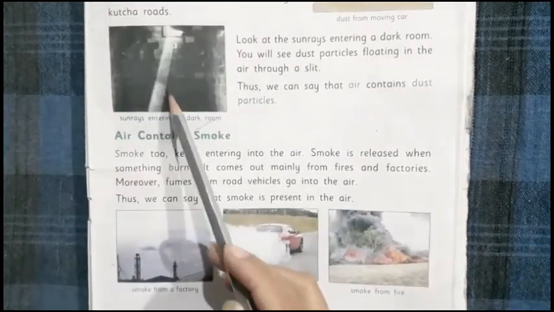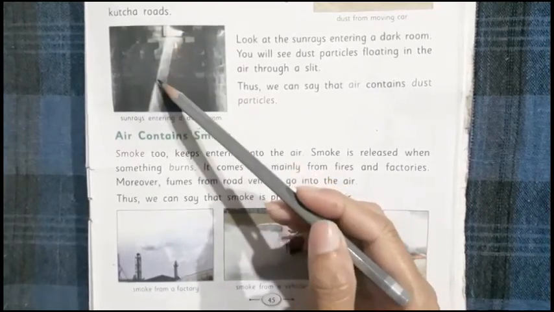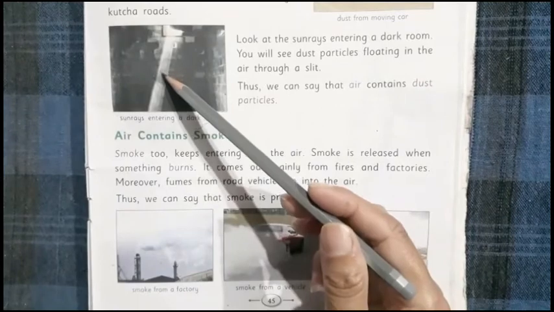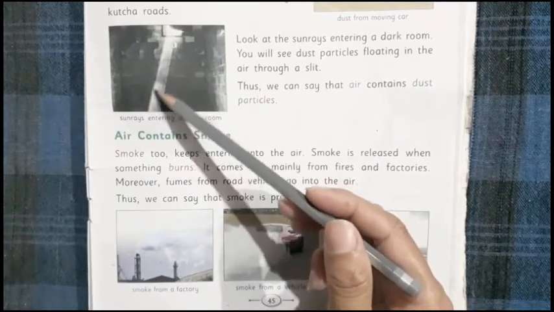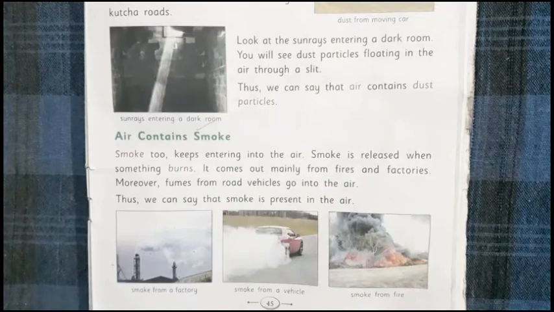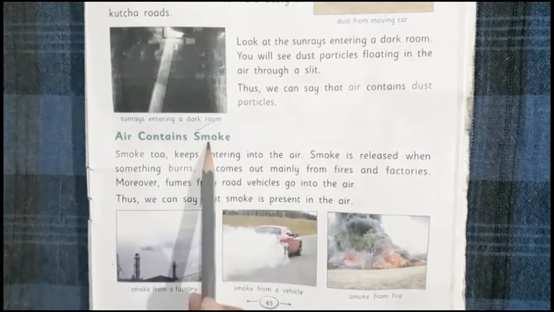Look at this picture. When sun rays enter a dark room like this from a small window, when you look at these rays, you can see lots of dust particles moving here, okay, in this part. That's why we can say that air also contains dust particles. Next point is, air contains smoke.